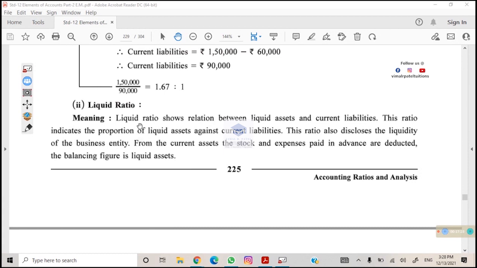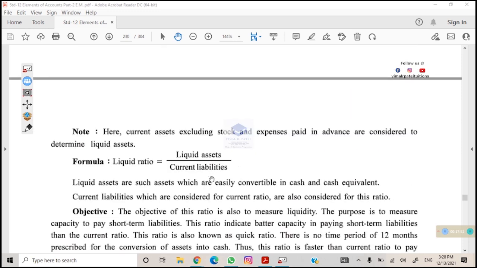Then liquid ratio. The liquid ratio shows the relation between liquid assets and current liability. This ratio indicates the proportion of liquid asset. Liquid asset means from current asset, stock and prepaid expense are subtracted. That will give you total liquid asset, which can be easily transformed into cash. Liquid asset means asset which can be easily converted into cash. So liquid ratio is equal to liquid asset upon current liability, where liquid asset is equal to current asset minus stock minus expense paid in advance or prepaid expense.